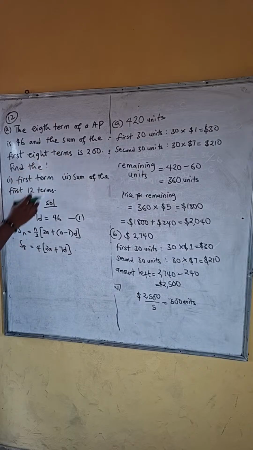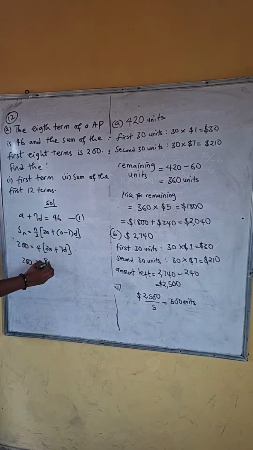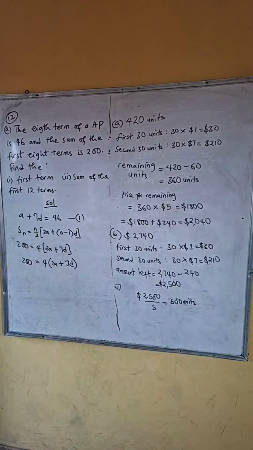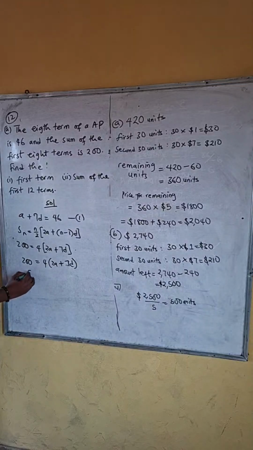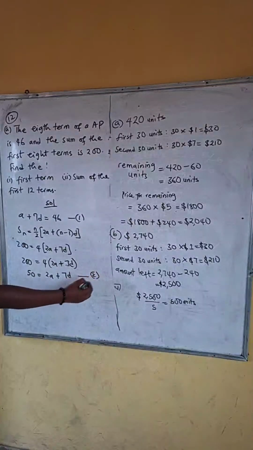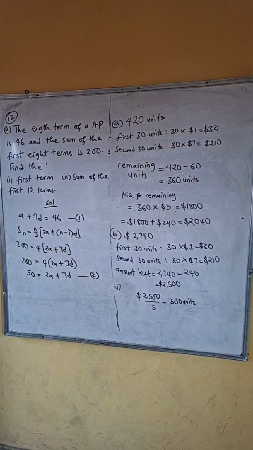S8 is given to us as 200. So that's 200 equals 4 times (2a plus 7d). To make it simple, let's just divide through by 4. This will give us 50 equals 2a plus 7d. That's equation 2. So we can solve this simultaneously. Are you done with what's on the right? Have you written it?